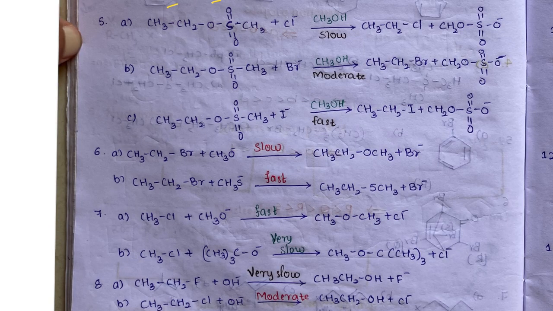Next question, the fifth one. Here, this is the leaving group, MSO minus. We already studied it in the leaving group. The leaving group is the same in all the cases, but here Cl minus, here Br minus. Which is a good nucleophile? Here they mention the solvent. Which solvent is this? Polar protic solvent. So whatever I mentioned previously, that is polar protic solvent, then Br minus is a good nucleophile. Therefore, this is slow. This is moderate. I minus is fast. A, B, C are there here. That's why this is fast.